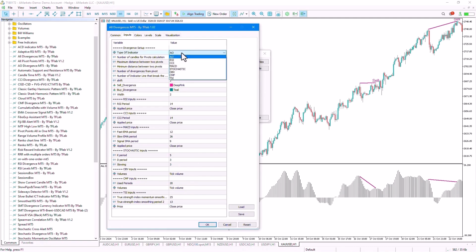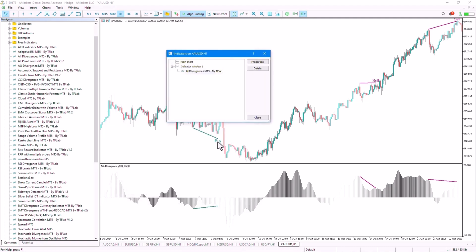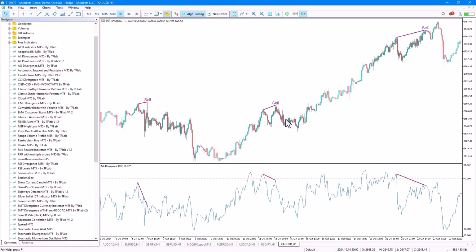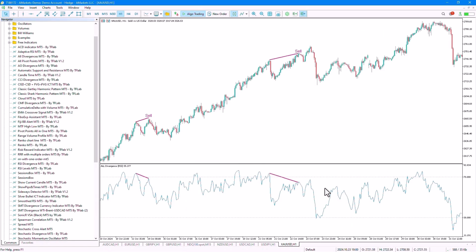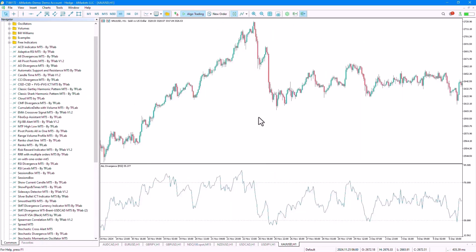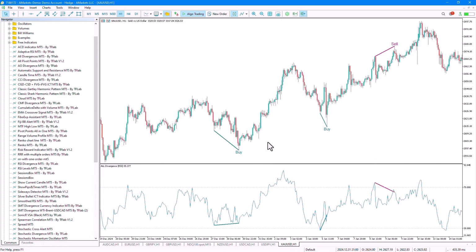For example, here I select the RSI indicator, and then click Confirm, and we can see that it has identified both negative and positive divergences for me. Here, the price has formed a lower low, while the oscillator has formed a higher low, which identifies a positive divergence for me, and the indicator displays a buy signal and a buy trading position.